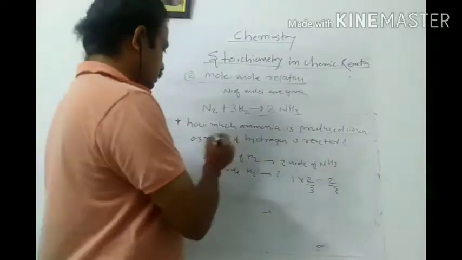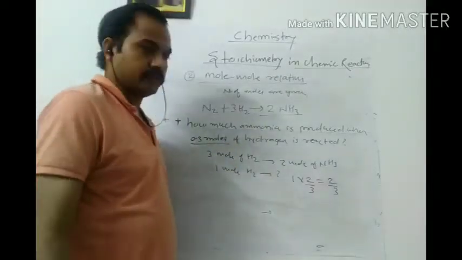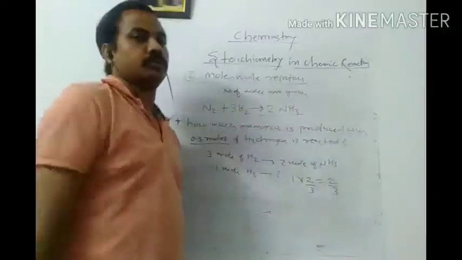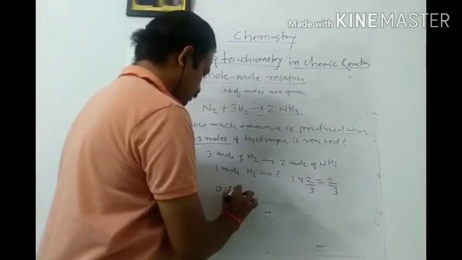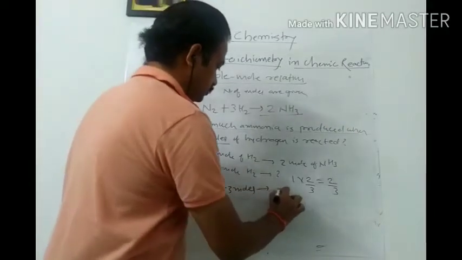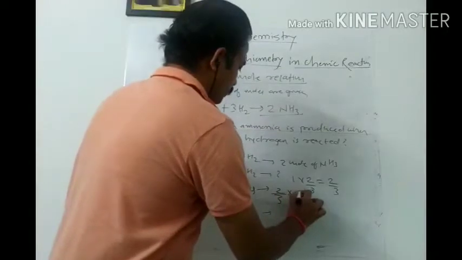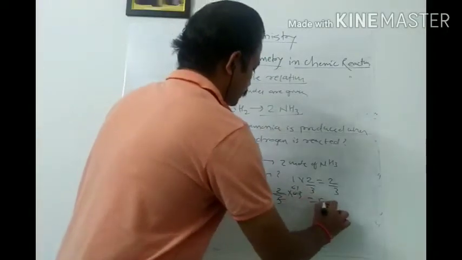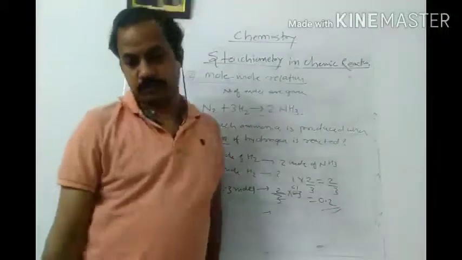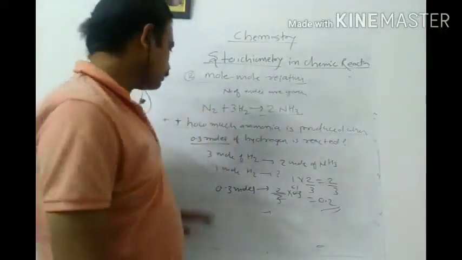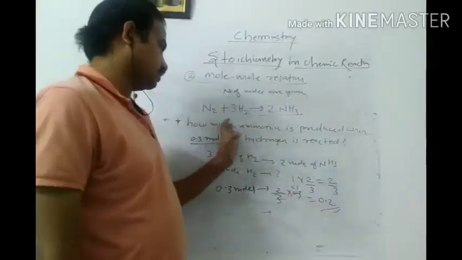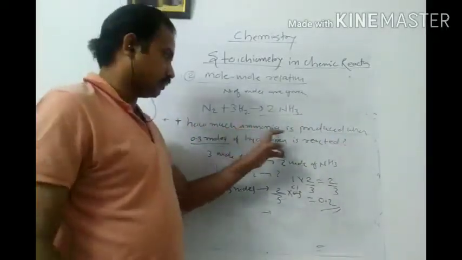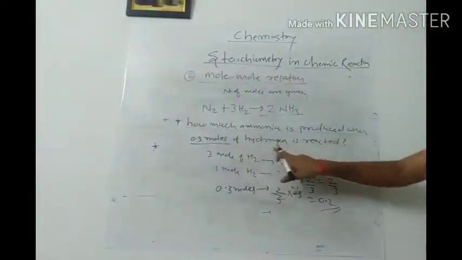Now the question is: 0.3 moles of hydrogen reacted with nitrogen gives how much ammonia? For 1 mole it is 2/3. For 0.3 moles it is 2/3 into 0.3, so it becomes 0.2, which is the answer to this question. So 0.2 moles of ammonia is produced when 0.3 moles of hydrogen is reacted.